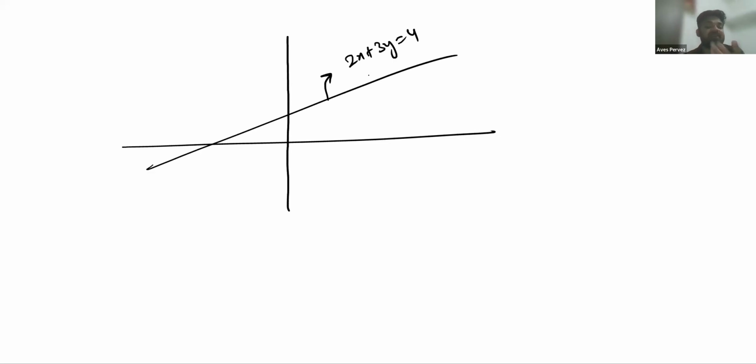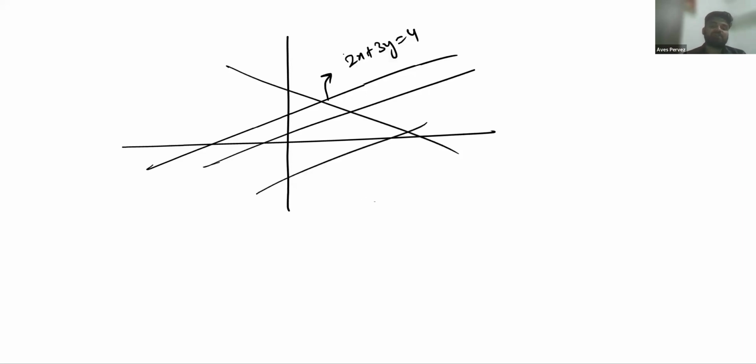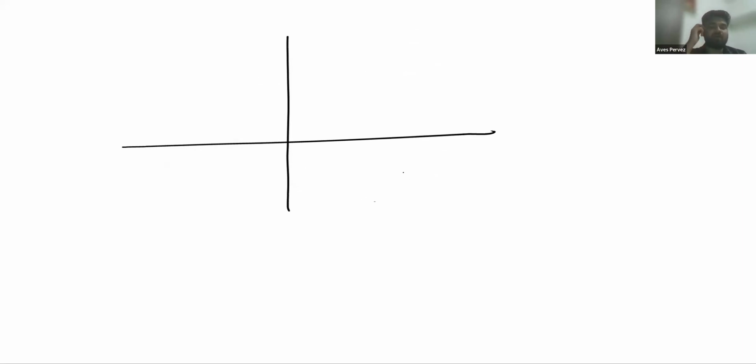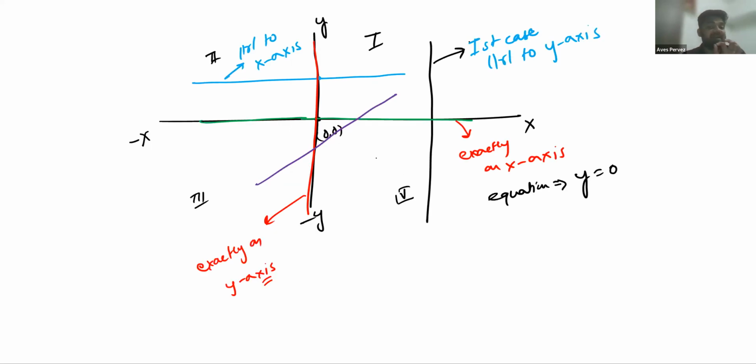There are different types of lines that can be drawn. There is only one line you can draw exactly over the x-axis, another line over the y-axis, a line parallel to the x-axis, a line parallel to the y-axis, and other lines like this that are neither parallel nor over the axes. Every straight line has some equation.